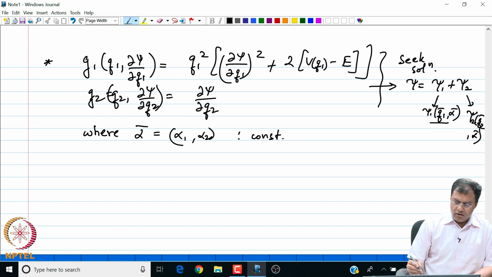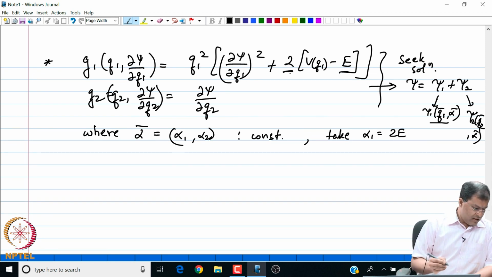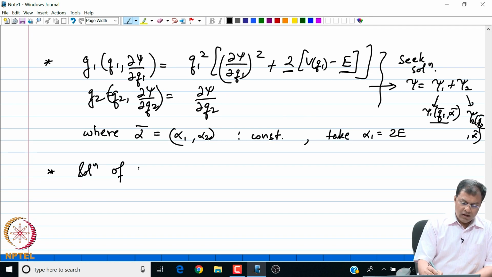Okay. So, what we do is within these constants we are going to take one constant alpha 1 to be 2E, right, because we have a 2E which is appearing in this setup. So now the next stage involves the solution of the ODEs that we have, G_i is equal to alpha_i.